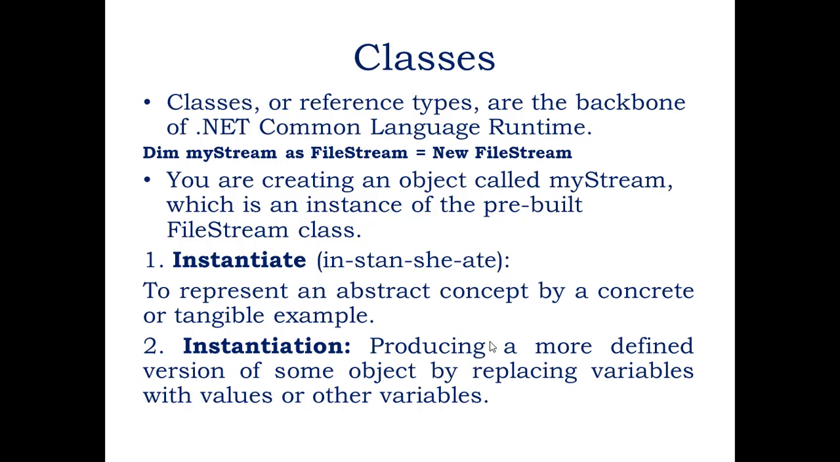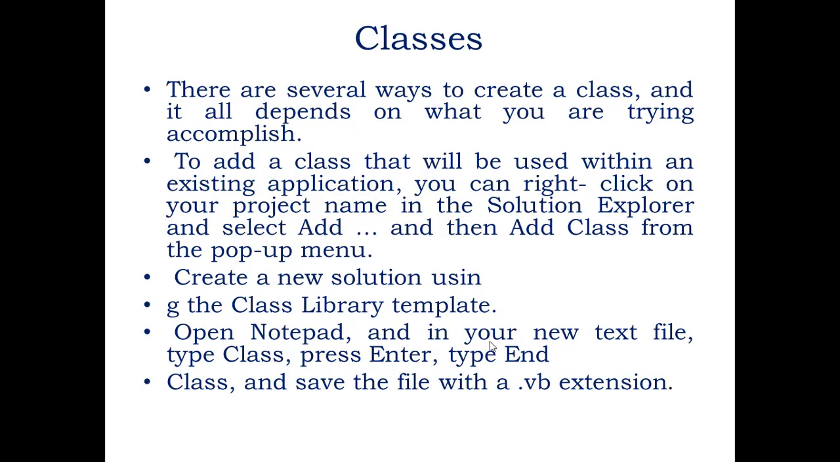You are creating an object called mystream, which is an instance of the pre-built class FileStream. There are two important class types. Instantiation is representing an abstract concept by a concrete or tangible example. Instantiation is producing a more defined version of some object by replacing variables with values or other variables. Next, there are several ways to create a class, and it all depends on what you are trying to accomplish.